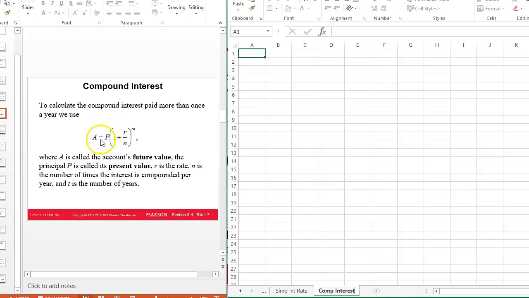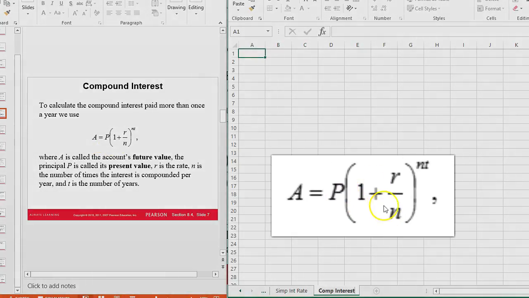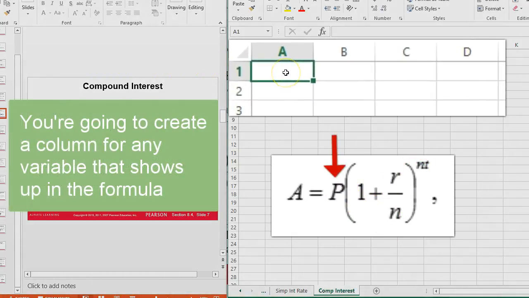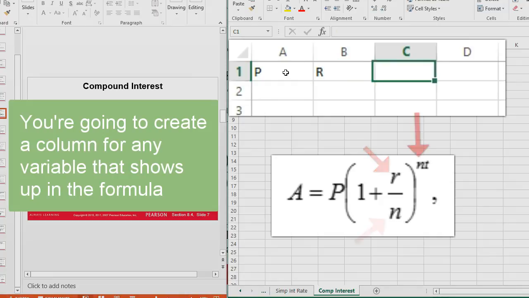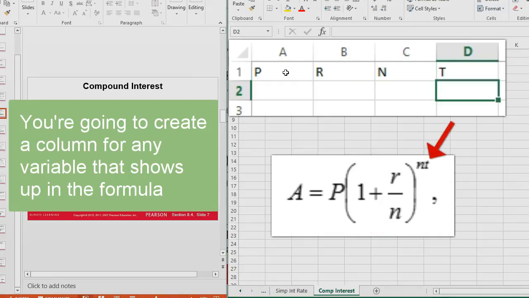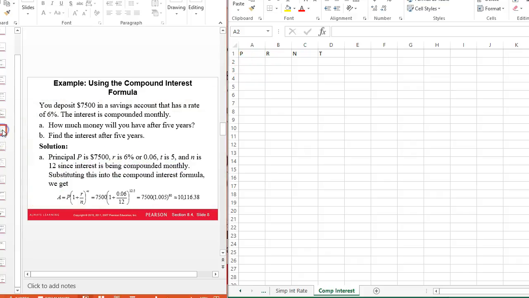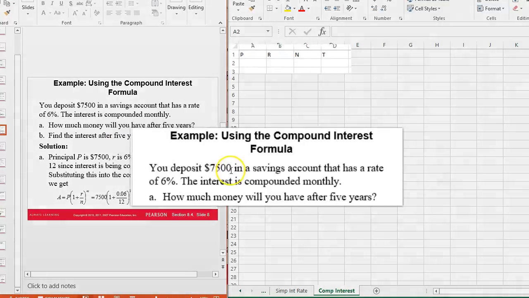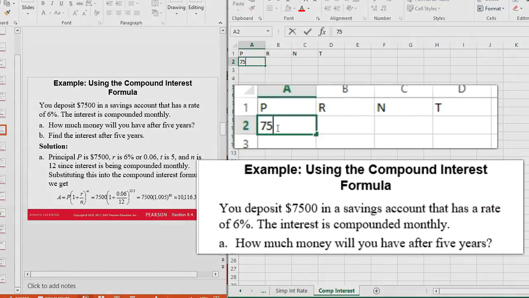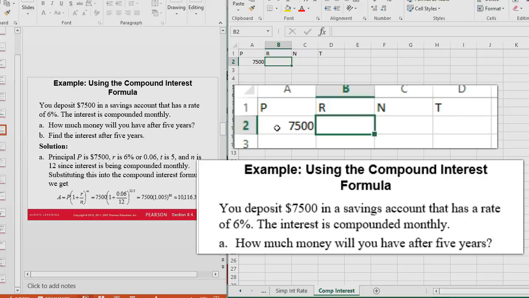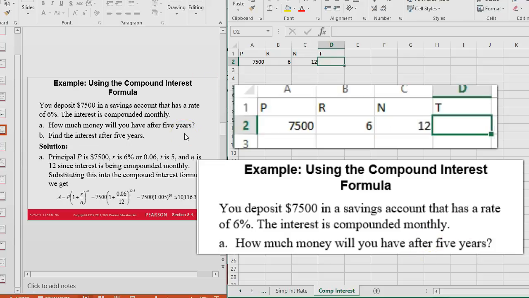So this one, A equals P. To get A, we need P, R, N, and T. Let's come up with an example. 7,500 was P, R was 6%, N is monthly, so 12, and T for this first example is 5 years.